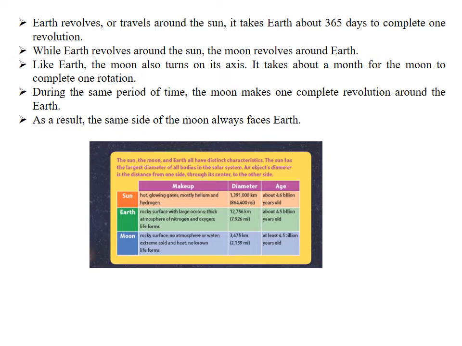Let's look together at this picture. The Sun, the Moon, and Earth all have distinct characteristics. The Sun has the largest diameter of all bodies in the solar system. And I want to remind you that an object's diameter is the distance from one side through its center to the other side. For example, if we look at the Moon, it is made up of a rocky surface, there is no atmosphere or water, and no known life forms.